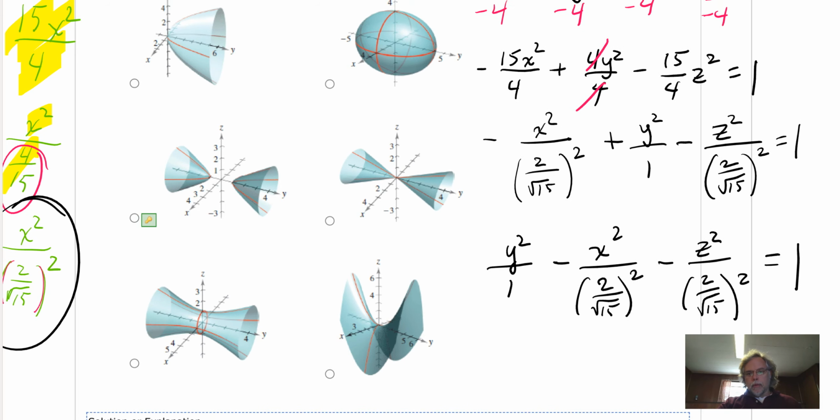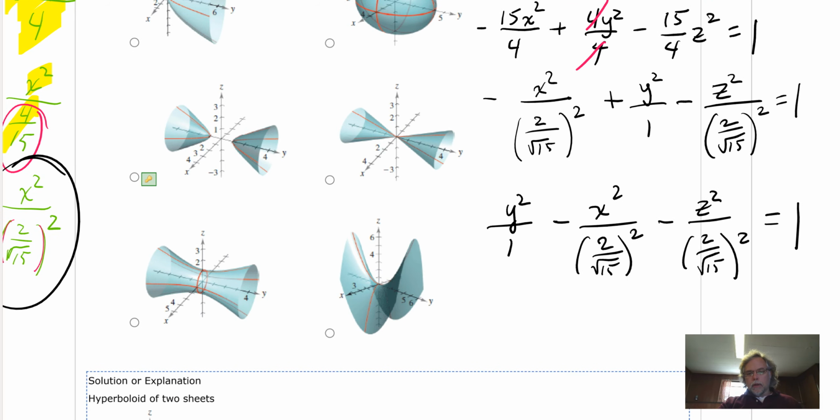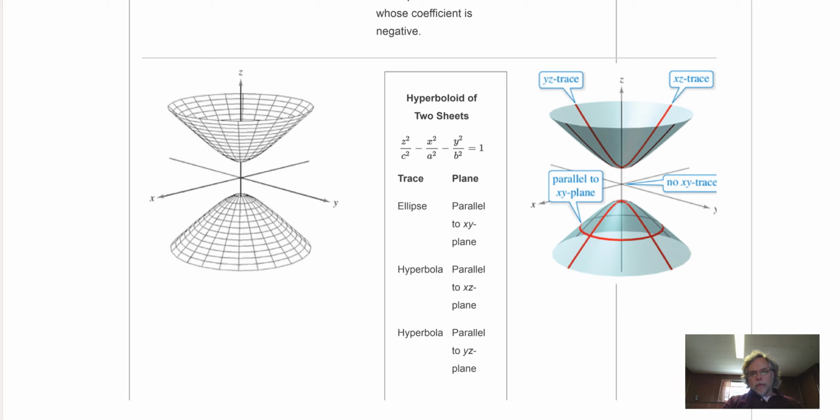So let's remember what we have here. y squared over, we could call this b squared, because it's 1, minus x squared over a squared minus z squared over c squared equals 1. So we have a plus minus minus situation, equal to 1. Now, let's go down to the table and see what we can see. The type of surface with an equation that matches what we just manipulated our equation down to is this one, a hyperboloid of 2 sheets.